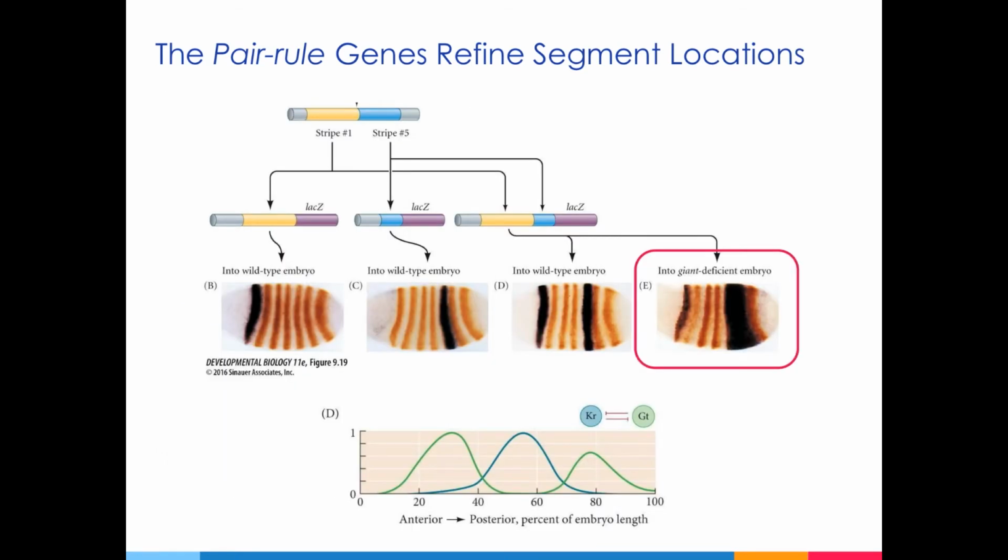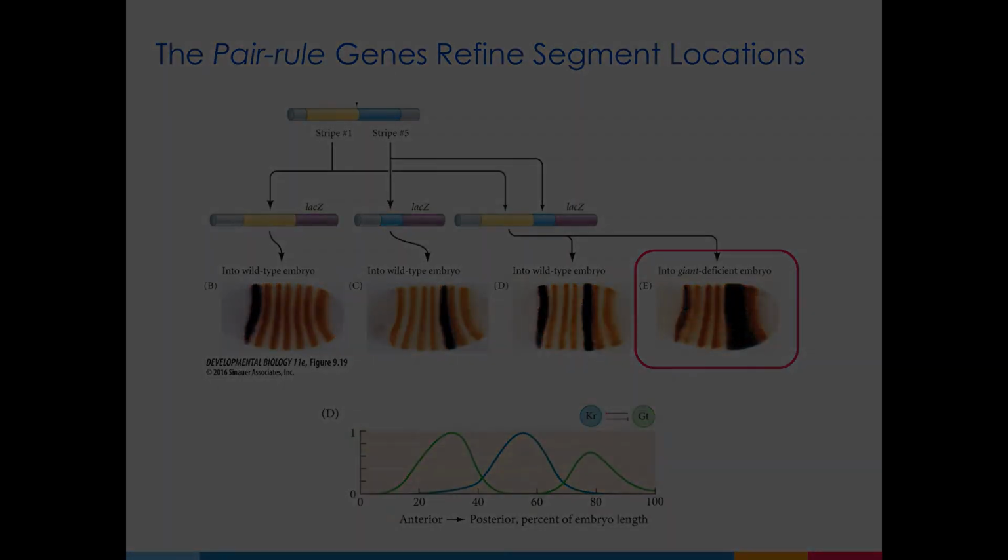The last picture on this slide illustrates the relationship between the pair rule genes and the gap genes. Recall that the expression of the pair rule genes is activated by the gap and the maternal effect genes. The embryo shown in this figure is a giant deficient embryo. And remember that giant is expressed in 2 broad stripes, one near the anterior of the embryo and the other one at the posterior. In the giant deficient embryo, the expression of even skipped in stripe 5 expands. So what does this suggest about the role of giant on the expression of even skipped at this particular location?